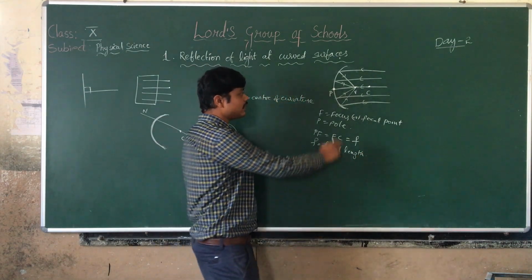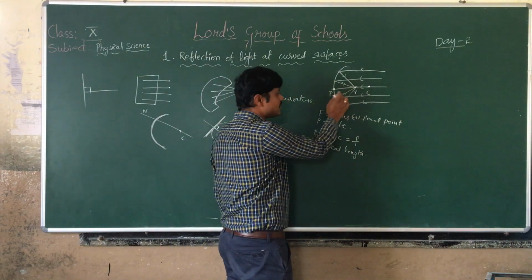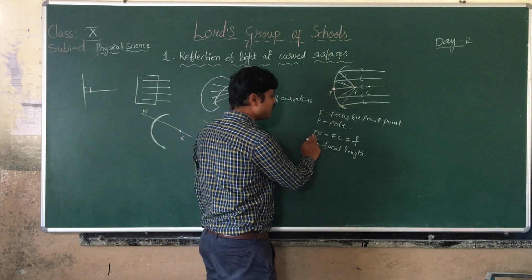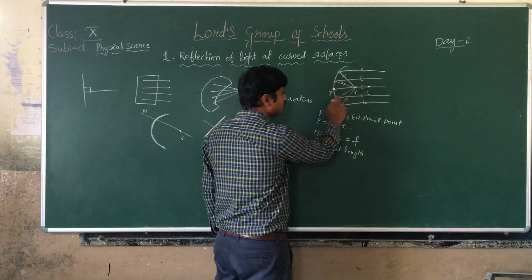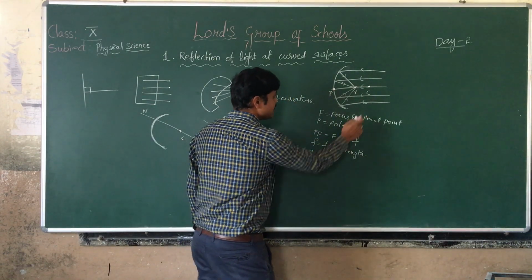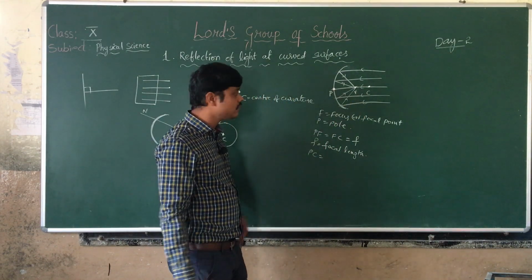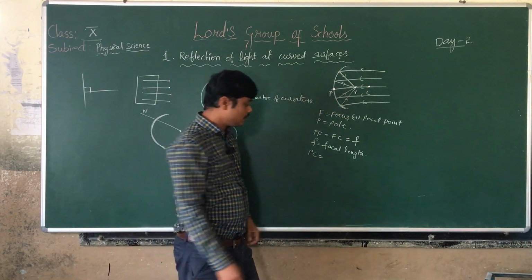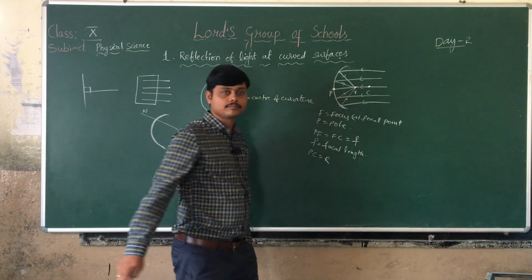Focal length. The distance between the pole and the focus is called focal length. And I already told you PF is equal to FC. And you know that PC means the center of curvature. The distance between the center of curvature and any point on the curved surface is called the radius of curvature. So PC is equal to R.